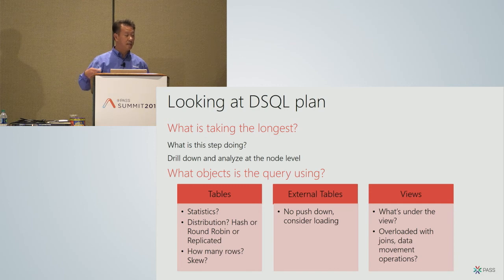Is my distribution compatible? Am I hashing on the right key? And should I be using replicated instead of round robin? And again, how many rows am I moving? Am I moving 10 billion rows? Or is it applying the predicate appropriately, where it's only moving the data, the columns and the rows that it needs?